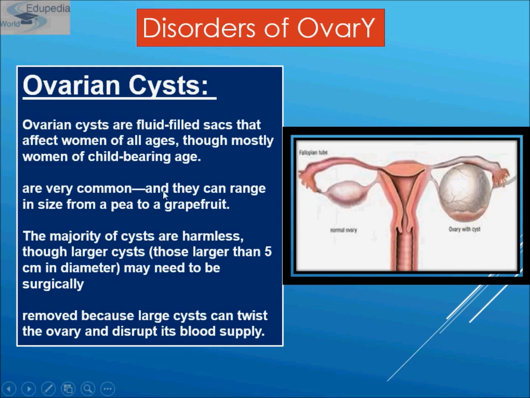Ovarian cysts are very common these days and they can range in size from a pea to a grapefruit, as you can see. The majority of cysts are harmless, that means they don't cause any harm. Though a larger cyst, larger than 5 centimeters in diameter, may need to be surgically removed, because large cysts can twist the ovary and disrupt its blood supply. That means an ovary with a cyst less than 5 centimeters in diameter is harmless, but if the cyst is more than 5 centimeters, it needs to be surgically removed because it can twist the entire ovary and disrupt its blood supply. So this is the first disorder associated with the ovary, and that is ovarian cyst.